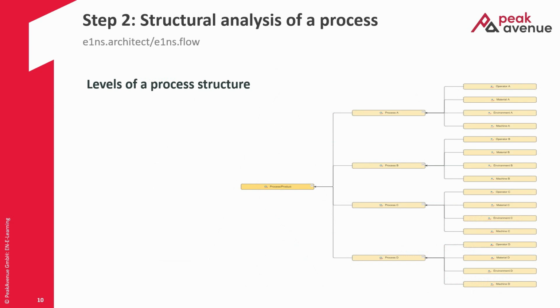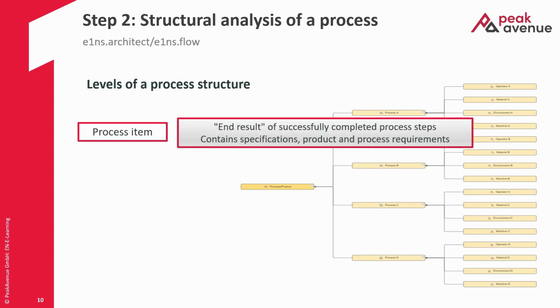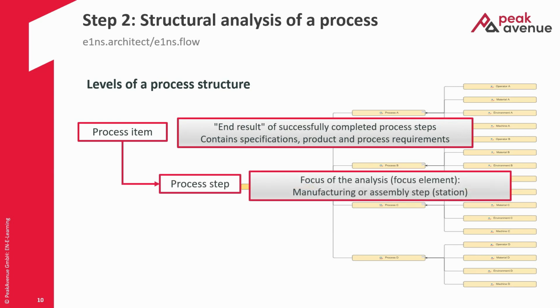Let's have a look at a typical process structure. The process item describes the desired result and includes specifications as well as product and process requirements. The second level contains the actual process. This means the manufacturing or assembly steps, or the process stations.